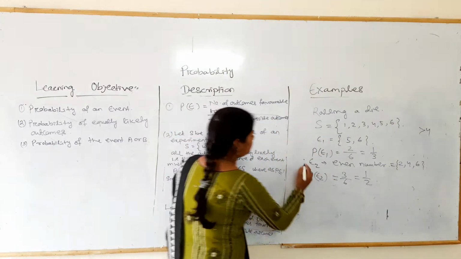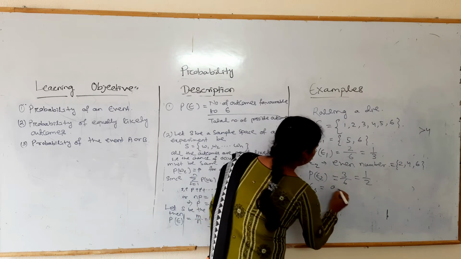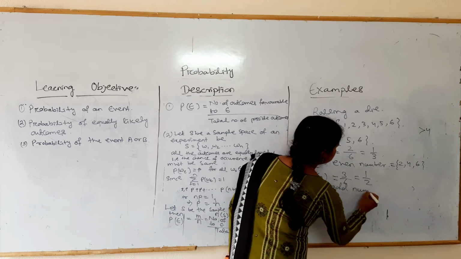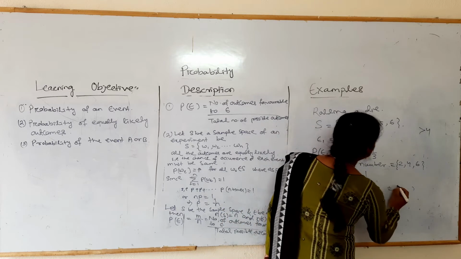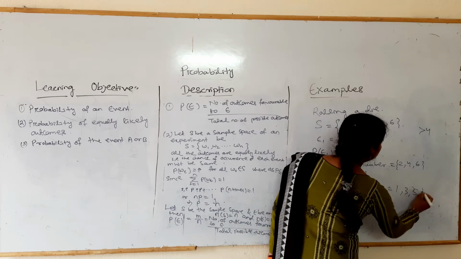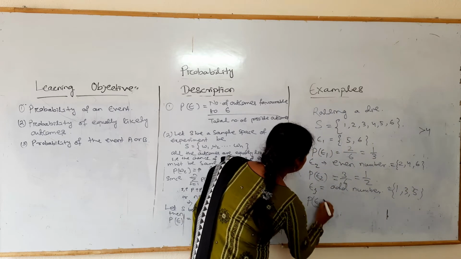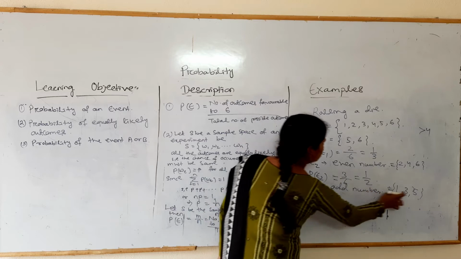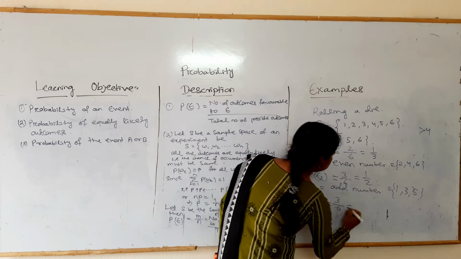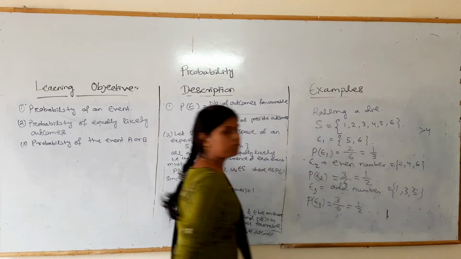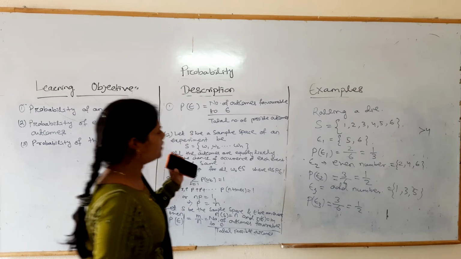Okay. Similarly, suppose E3 is an event of getting an odd number. So here the odd numbers are 1, 3 and 5. Then the probability of E3, according to this formula, the number of favorable cases is 3 and the total number of possible outcomes is 6. So this probability equals 1 by 2. So in this way we can find the probability of an event.